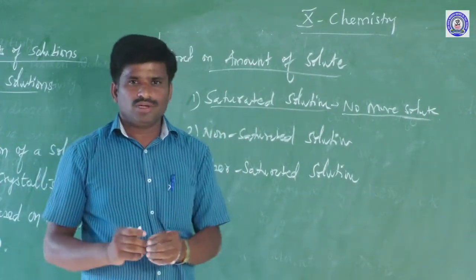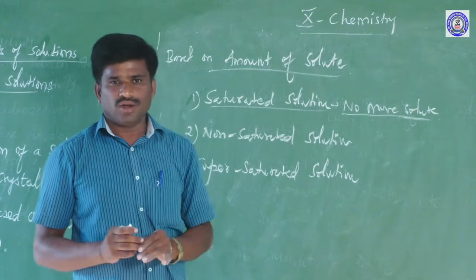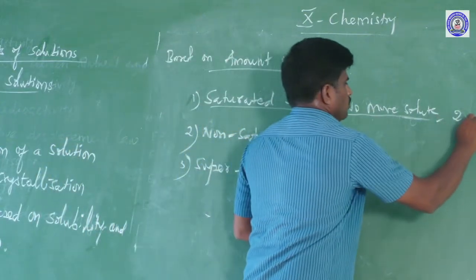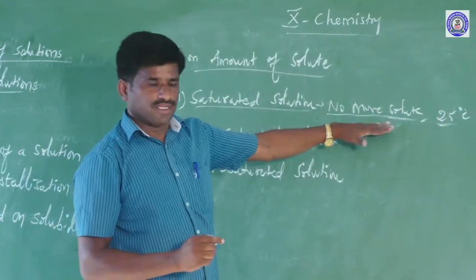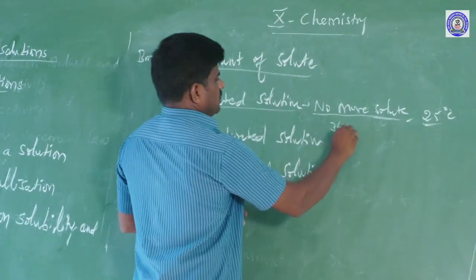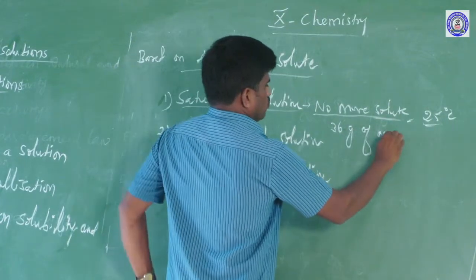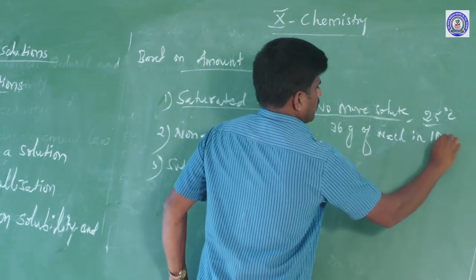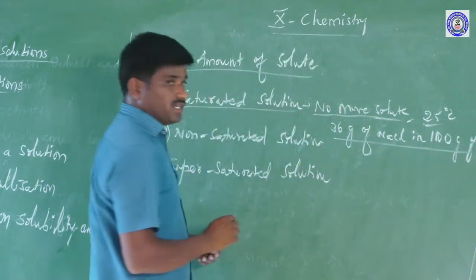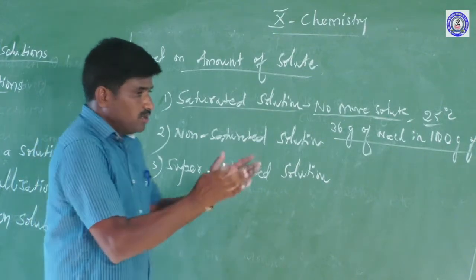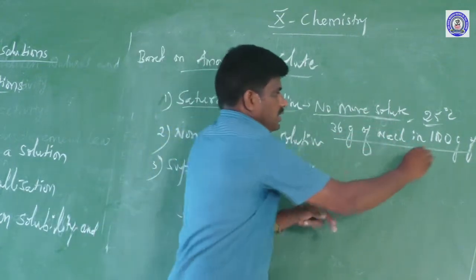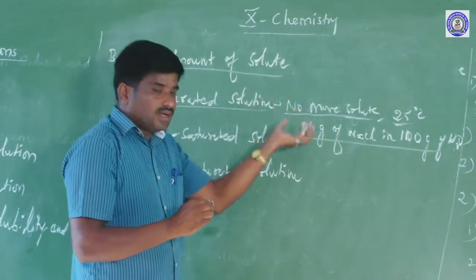We know that the definite amount of solvent is water, 100 gram of water. But even this is at a definite temperature. The definite temperature is 25 degrees Celsius, that is, room temperature. We take an example for the saturated solution: 36 gram of sodium chloride in 100 gram of water. For making a saturated sodium chloride solution, how much sodium chloride is essential? 36 gram of sodium chloride in 100 gram of water. So this makes a saturation.